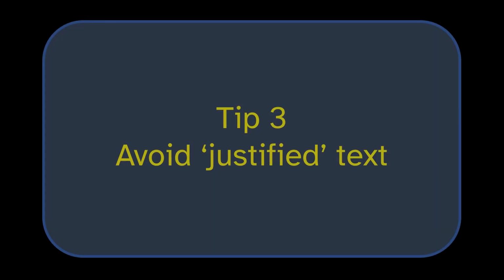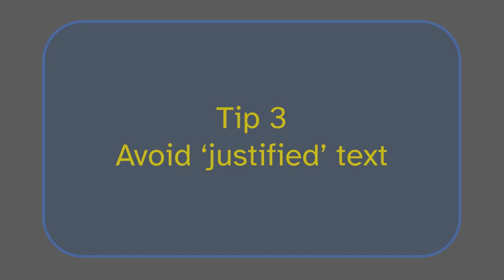The third way you can summarize a table is to look for natural groups of rows, such as rather than listing out a row for Monday, a row for Tuesday, a row for Wednesday, etc., you can say, this is the Monday to Wednesday, this is the Thursday and Friday, and this is the weekend, Saturday and Sunday. So that brings us to tip number 3, to avoid justified text in a table.